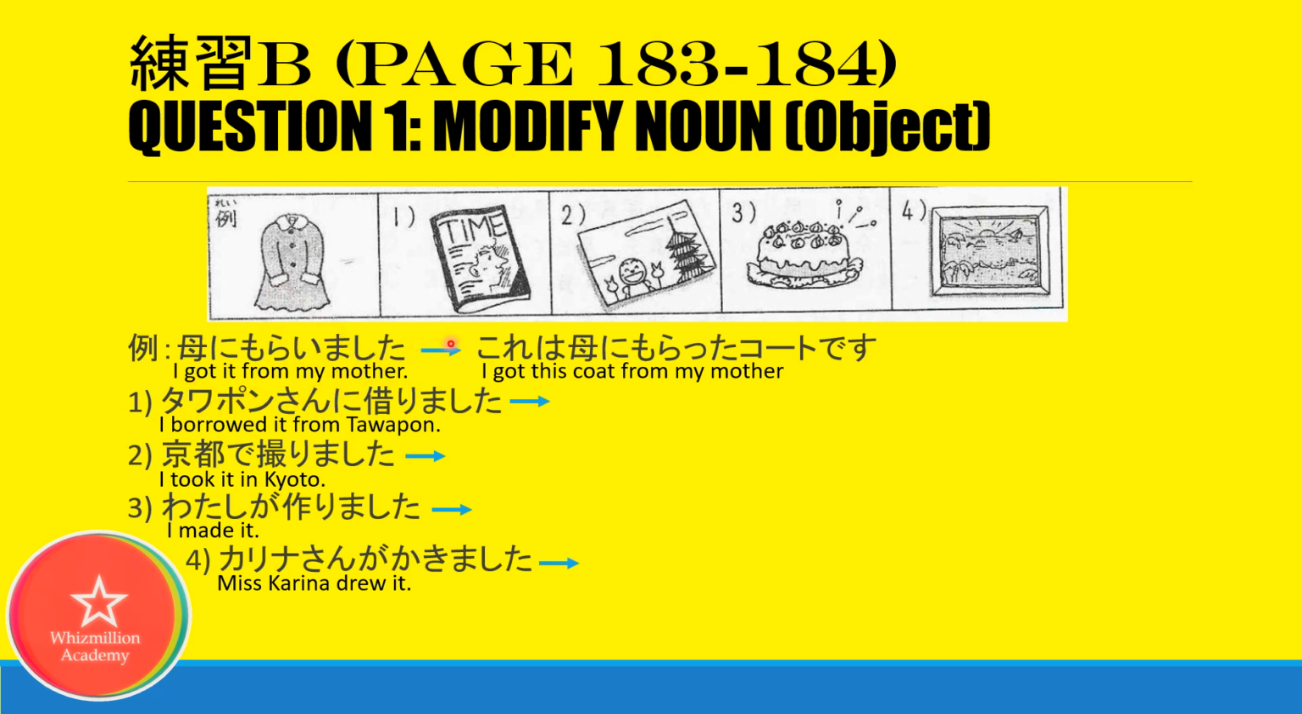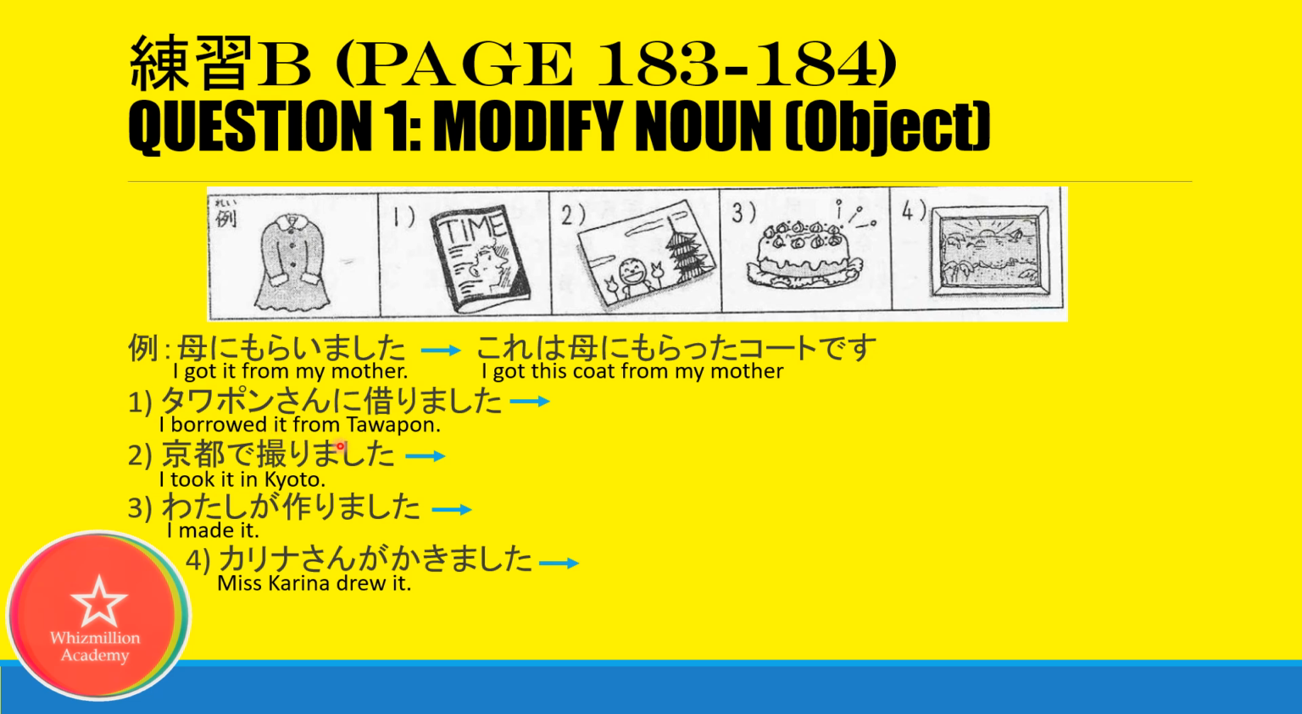So we shall convert the sentence into kore wa haha ni moratta koto desu. So we are modifying the noun by explaining in front that this is a coat from my mother. What you do is moraimashita becomes moratta, converted to the ta form. This is a past tense. Okay, let's start with question number 1.